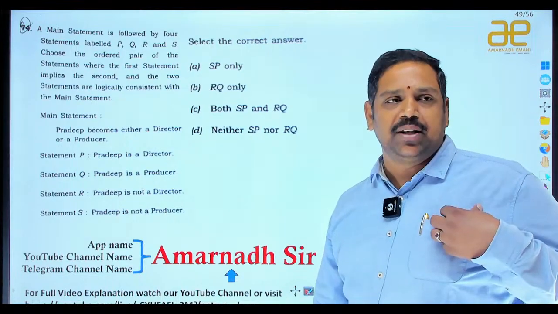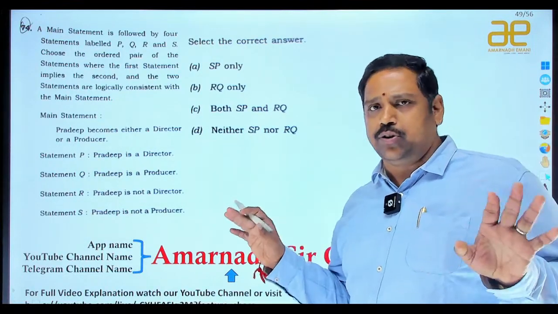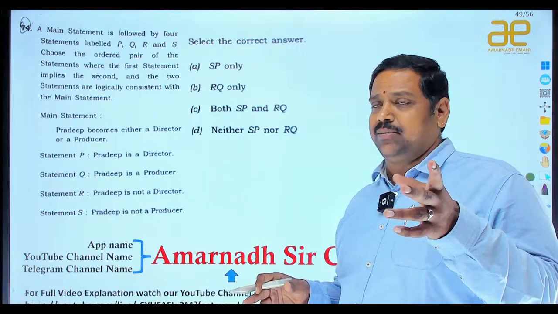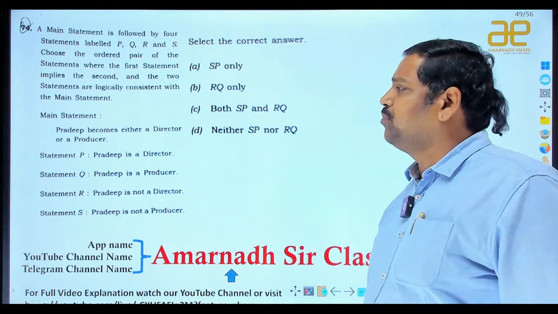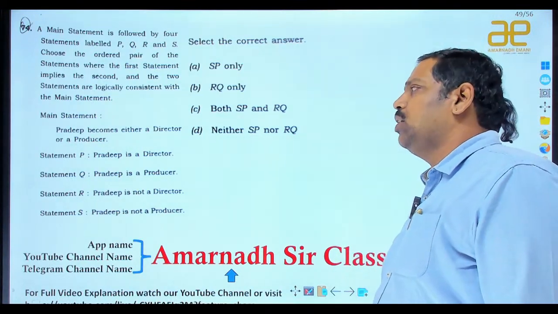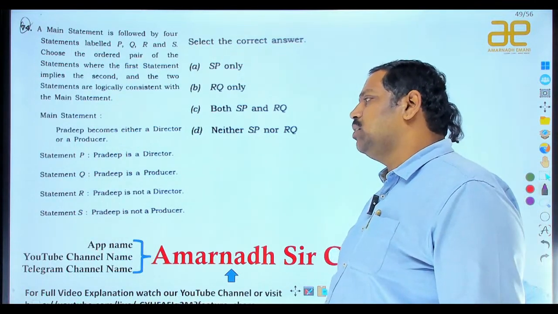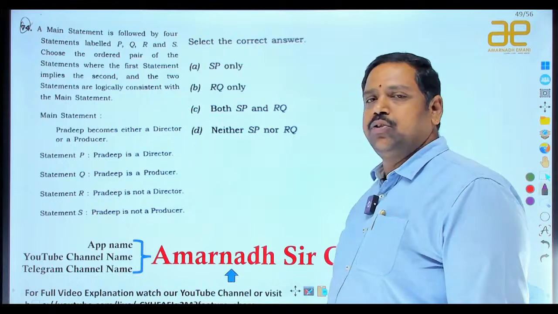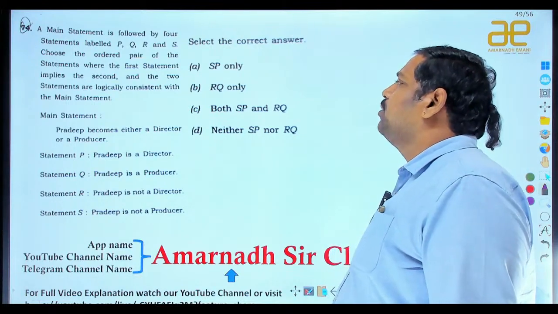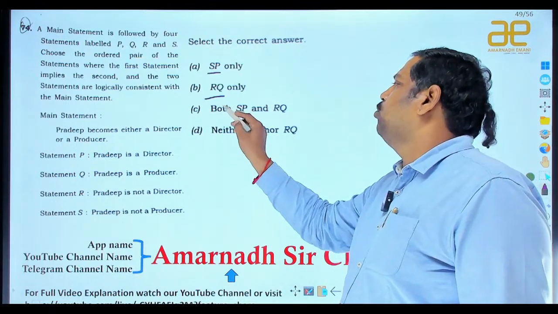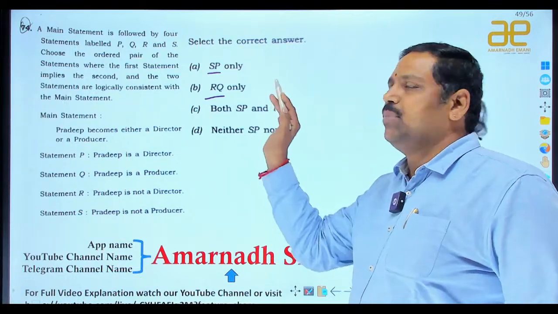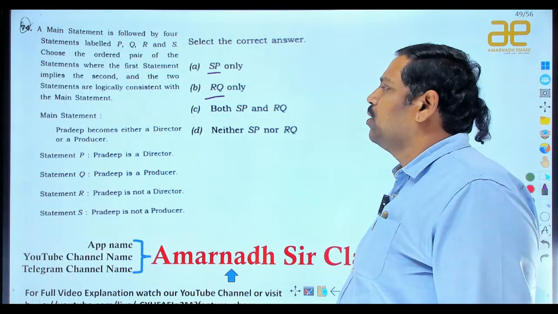Okay, suppose if I am the Pradeep, I'll be either a doctor or a producer. So don't expect both, right? Okay. Sometimes it might be. Statement P: Pradeep is a director. Q: Pradeep is a producer. R: Pradeep is not a director. S: Pradeep is not a producer. Go with the ones: SP, RQ, both, and neither nor. Okay, means we have to think of SP and RQ.